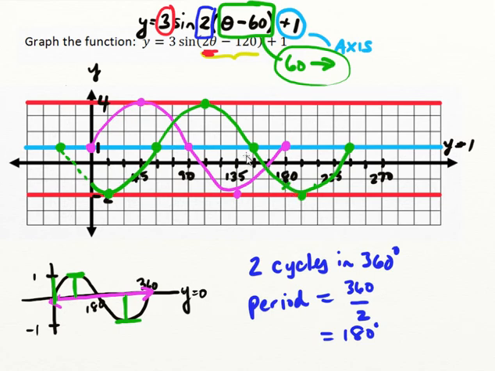All right, so that is a complicated-looking transformation of the basic sine function, but if you just look for those hints and clues and you follow the steps, you should find graphing these to be quite straightforward.